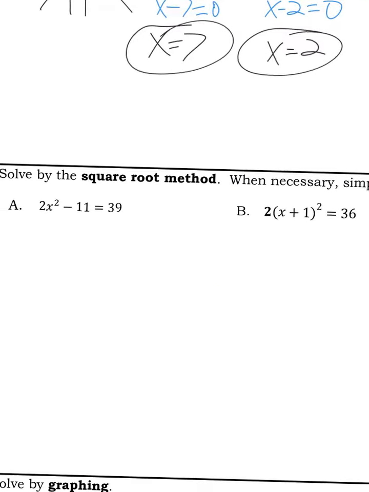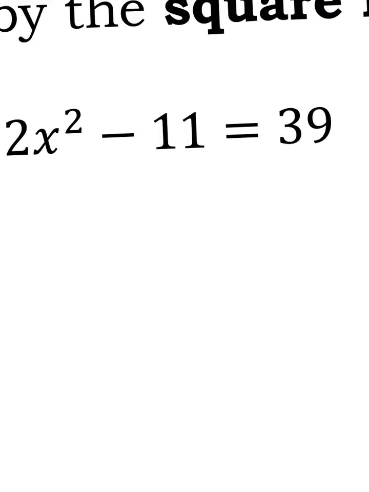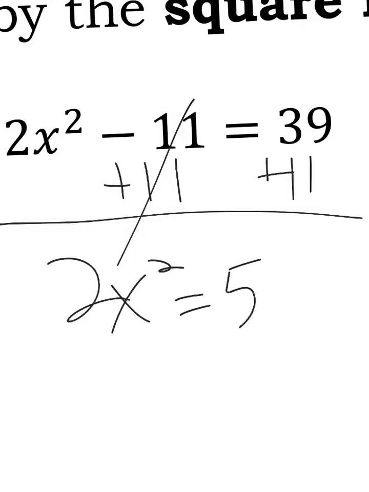Now, let's solve by the square root method. In the square root method, remember you want to try and get x squared by itself, and you won't have that middle bx term. Okay, that's how you know you're going to use it. So I'm going to add 11 to the other side. So it's like instead of getting everything on one side, you're getting everything over to the other side of the equal sign. So 2x squared equals 50.